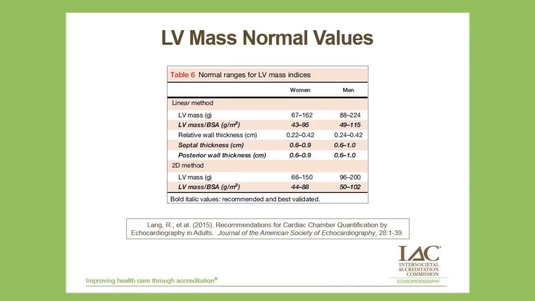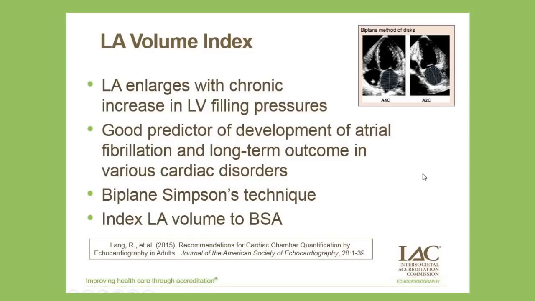This is actually from the ASE chamber quantitation document, and you can see the LV mass is indexed. I would encourage you to use those as normals as opposed to an unindexed LV mass. And it also indicates relative wall thickness. Here is the LV mass index normals there.